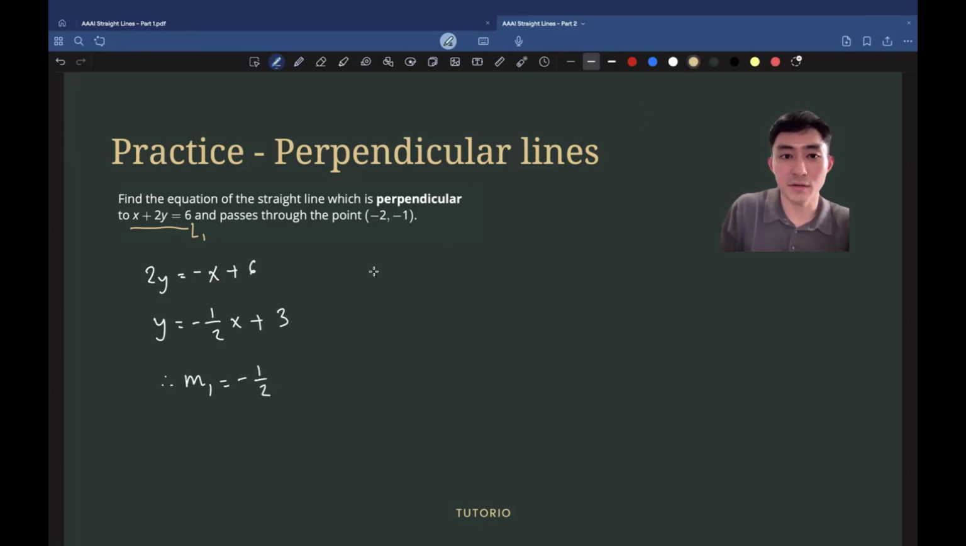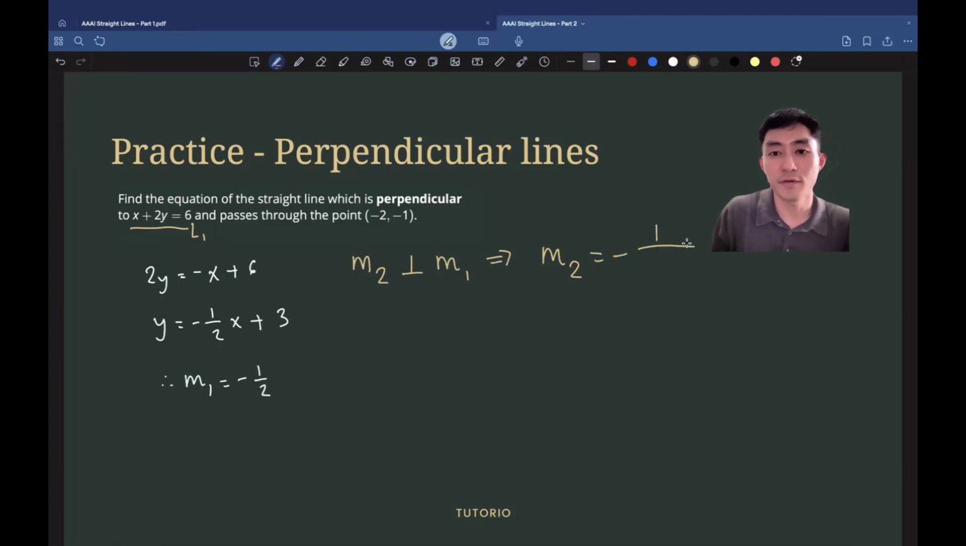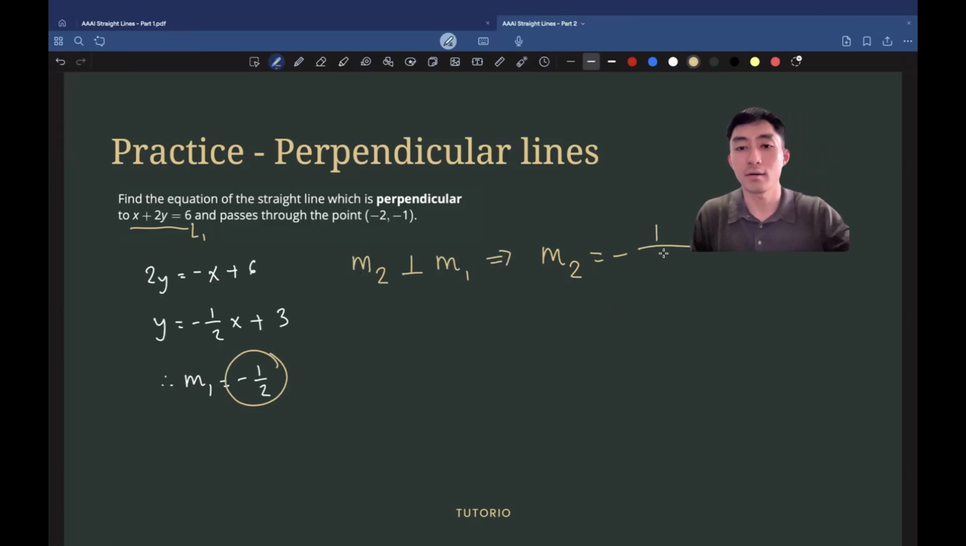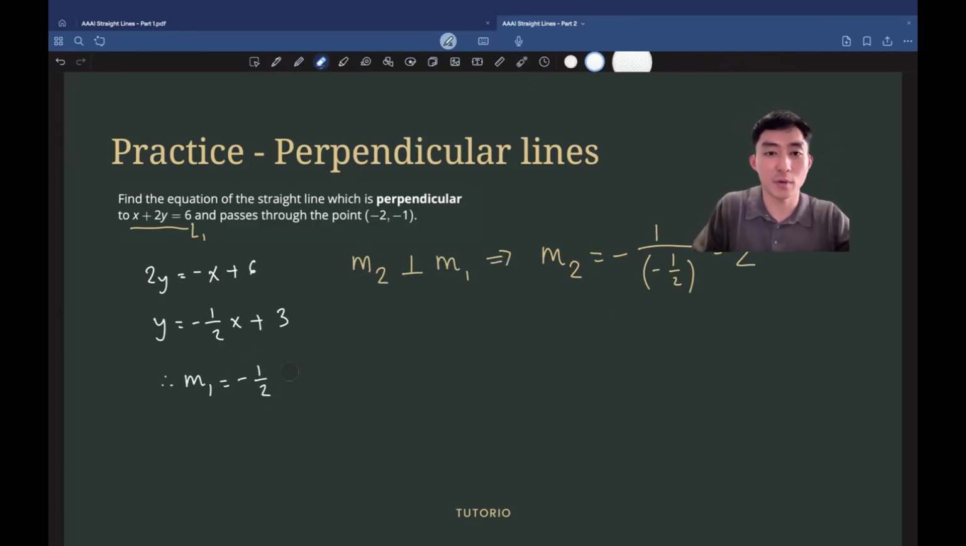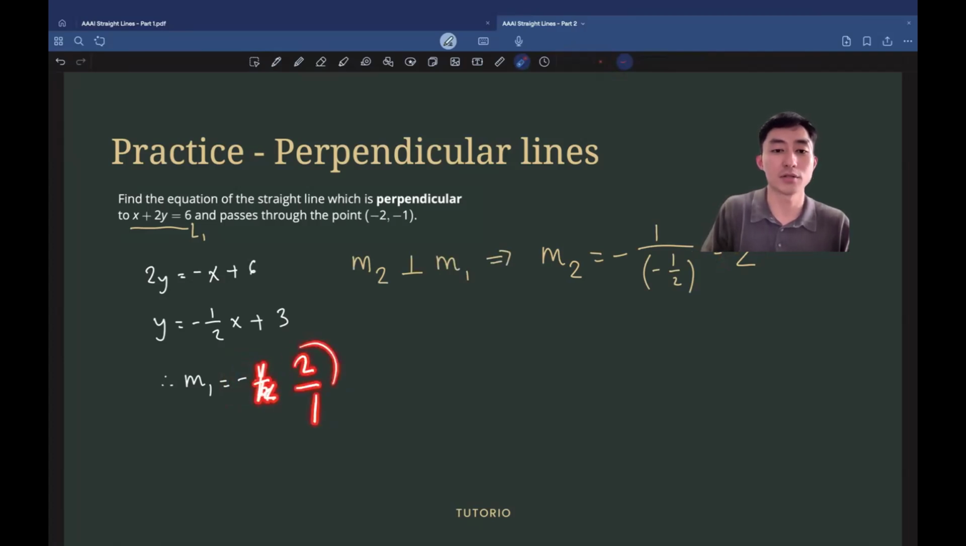Because the gradient of the other line, which is this line, is perpendicular to line 1, we can say that the gradient of line 2 is the negative reciprocal of gradient 1, right? If you want to do it in an instant way, the language is negative reciprocal. So you change the sign: this is negative, becoming positive. And then reciprocal: this is 1 over 2, so you flip that into 2 over 1. So it's 2.